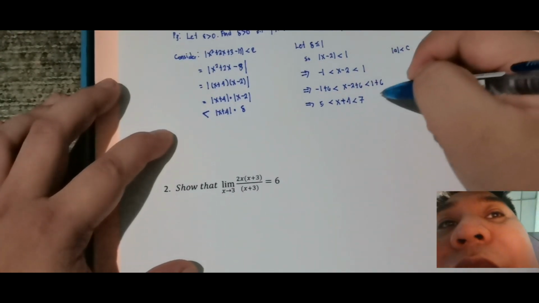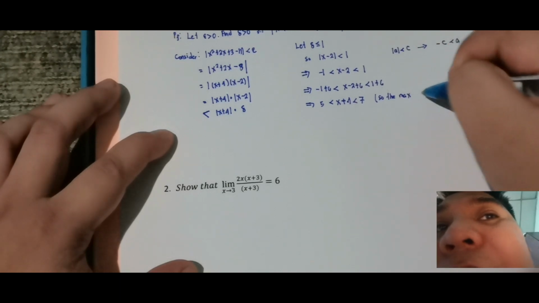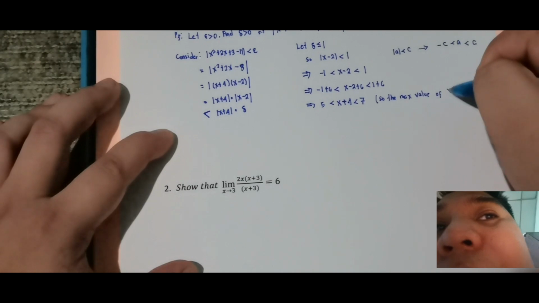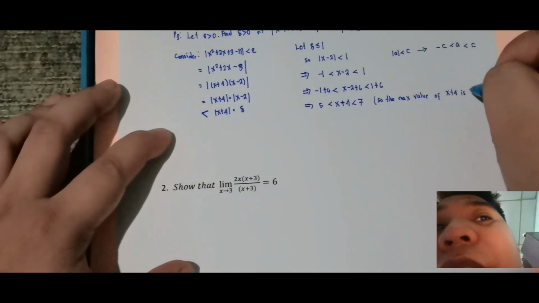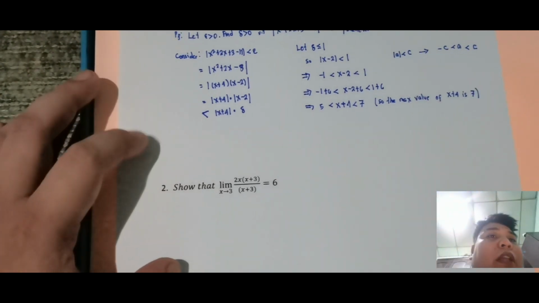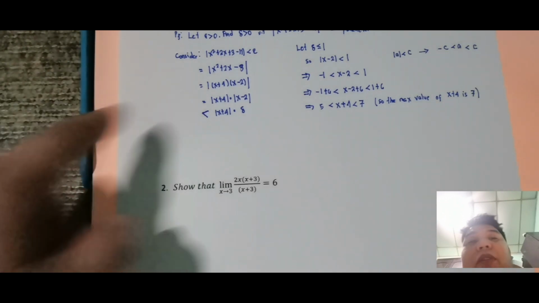Okay, so meaning, ano nakalagay dito? So, the maximum value of x plus 4 is, sino? Si 5 or si 7? Siyempre, obviously si 7. Maximum value na pwede nyo i-take is si 7. Okay, so ngayon, nakahanap na ako ng value ng x plus 4. So, bakit ko ginawa yung let delta less than or equal to 1? Ginawa ko yon kasi hahanapin ko yung value ng x plus 4.